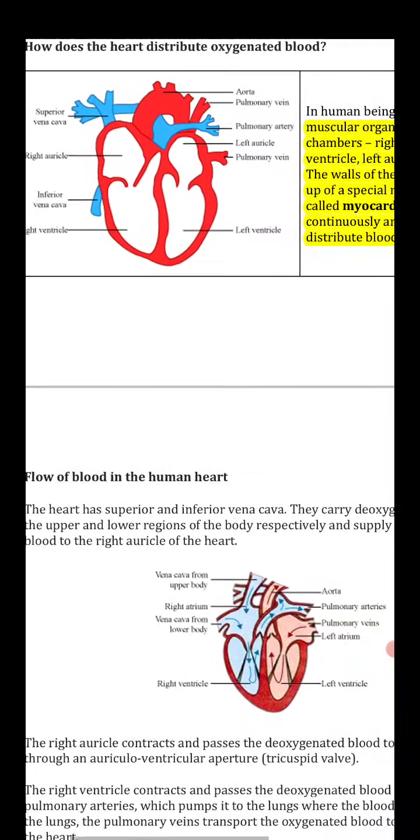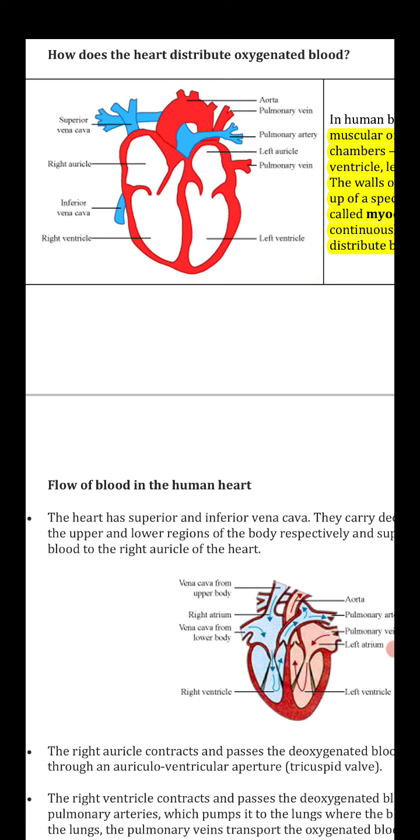Apart from this structure, there are 2 to 3 other configurations in the human heart. There is one membranous structure between the right auricle and the left auricle. This membranous structure is called the interauricular septum. This membrane separates the right auricle and the left auricle. The same thing is there in the right ventricle and the left ventricle. There is one membranous structure between the right ventricle and the left ventricle. That's called the interventricular septum. This septum separates the right ventricle and the left ventricle.